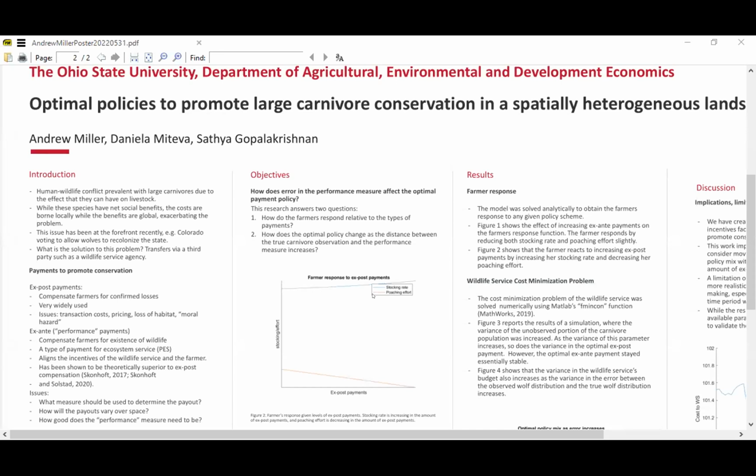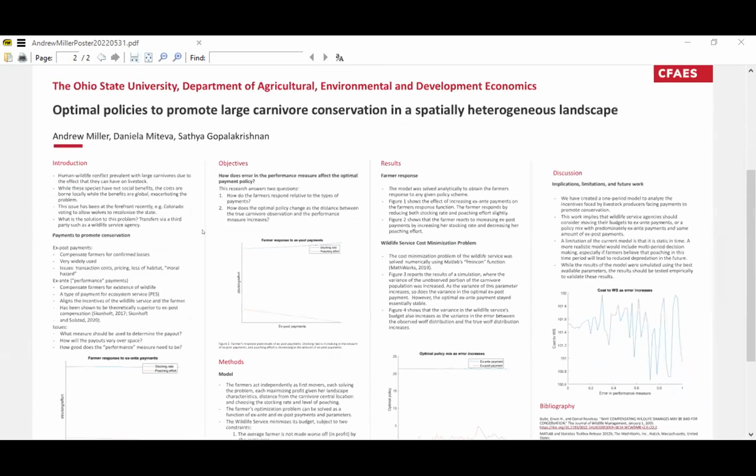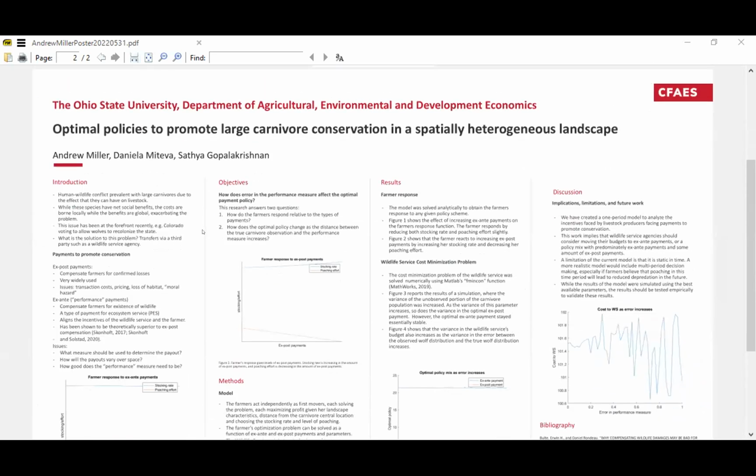Can everyone see my screen here? So I should have put this in slideshow format, but this was originally a poster. I will zoom in at different parts of it.